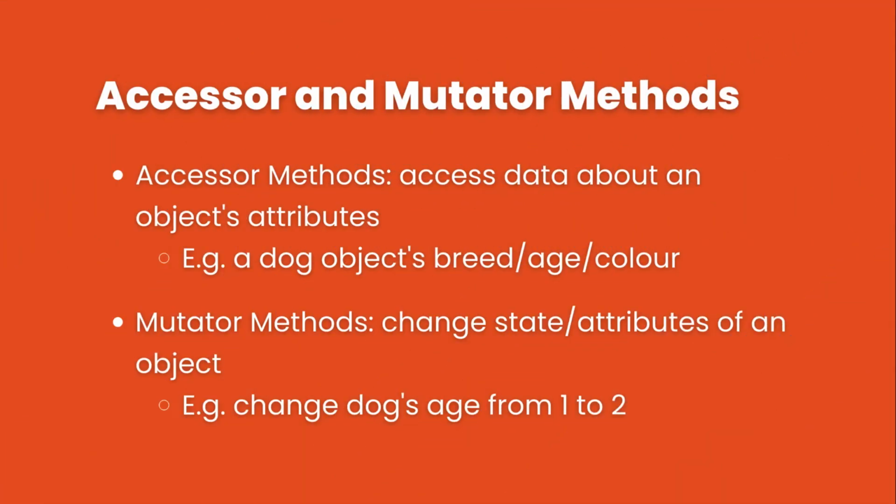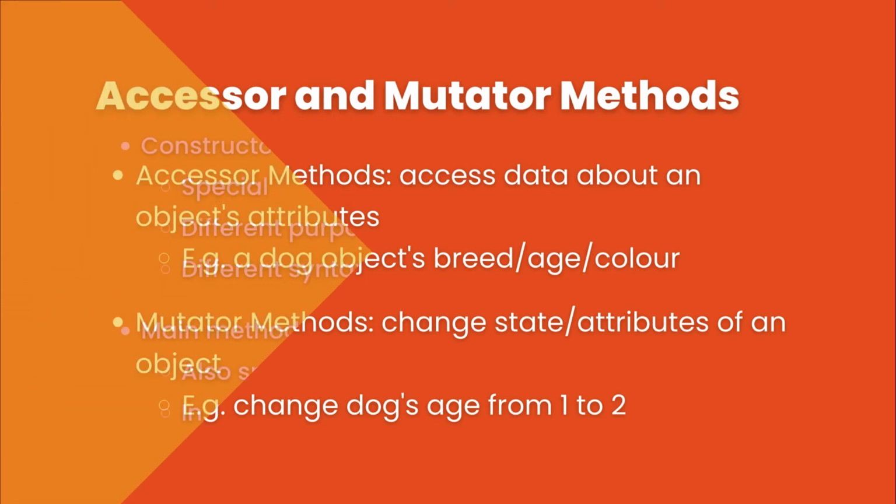When we use methods to access data about an object, they are called accessor methods. We can also use methods to change the state of an object. For example, if I wanted to change the age of a dog object from our dog class earlier, from the age 1 to the age 2, I could use a method to do that. When we use methods to change the state of an object, they are called mutator methods. We will look at creating such examples of methods in the dog class in the next few videos.